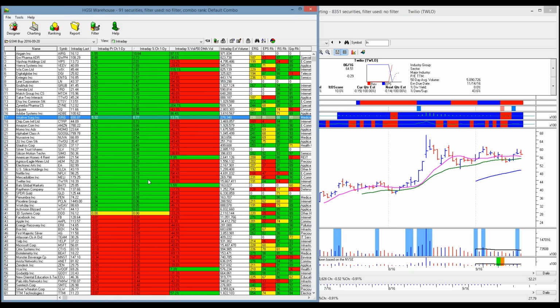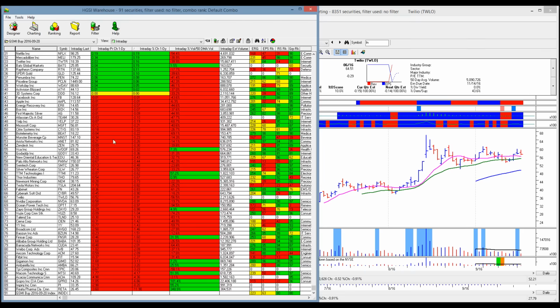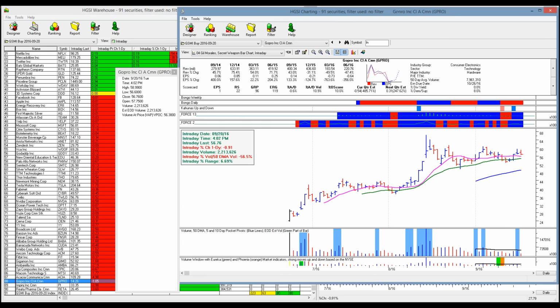Okay, and then if I look at what was down on the day, the first two columns are red, and then in the third column the volume change shows me that most of the things on my watch list were down on lighter volume or below average volume. A few were down on heavy volume, and we can just go through them real quick.